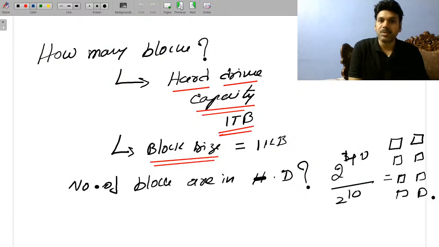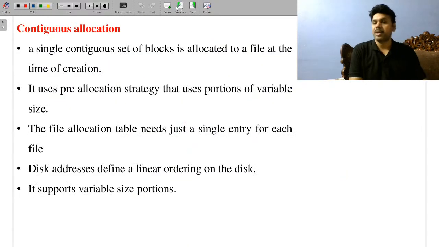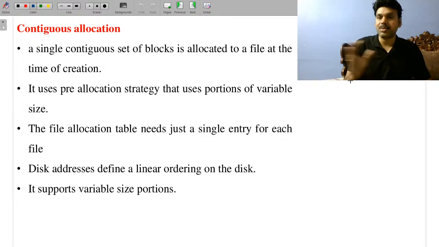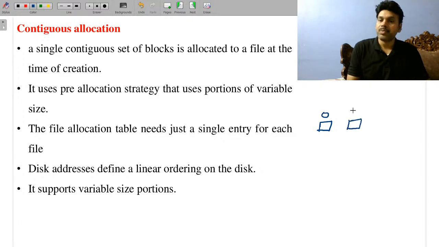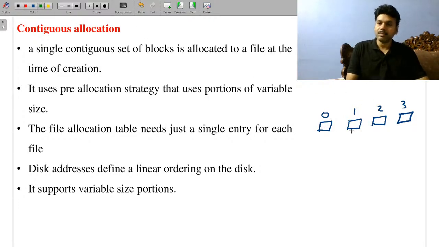Based on that information, the first variety of technique is called contiguous management. So what is contiguous management? Contiguous is nothing but the availability of the free space being supposed to be in one particular order. For example, you see there is block 0 and there is block 1, block 2 and block 3. Now if I am using contiguous allocation, I am saying that I am going to start here.